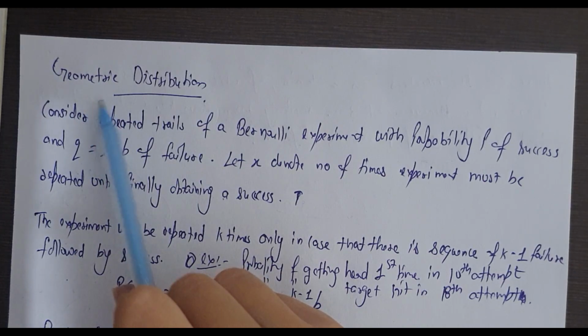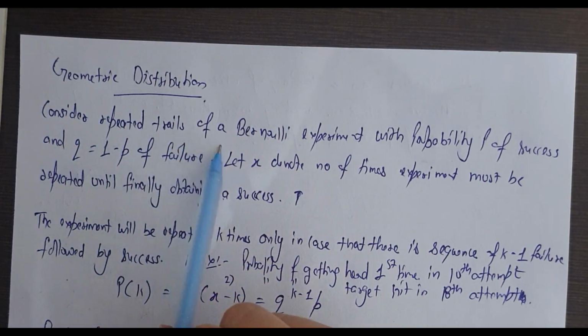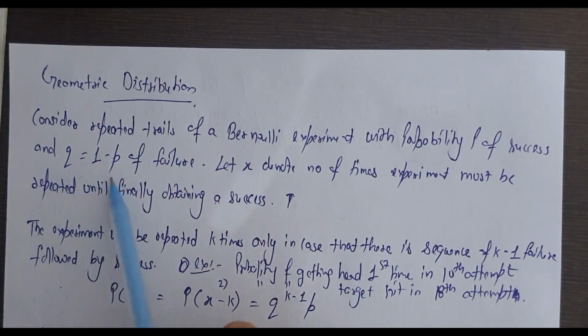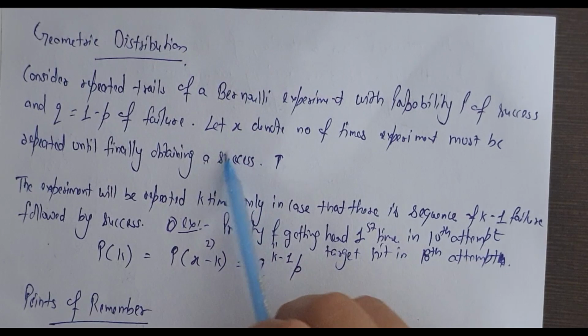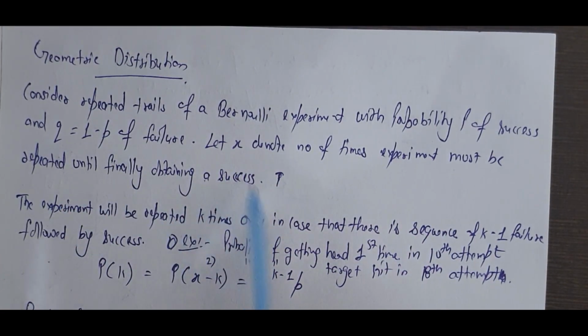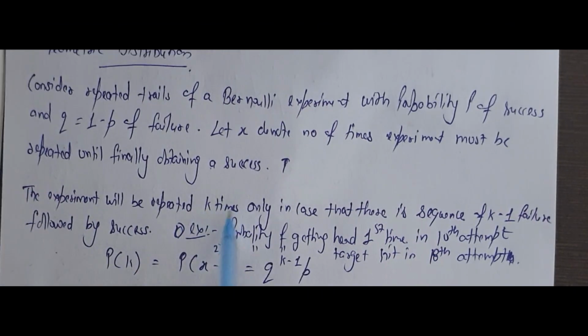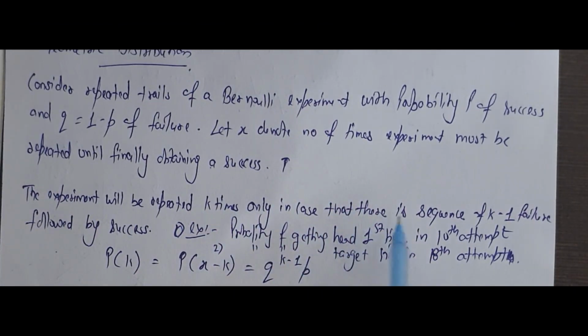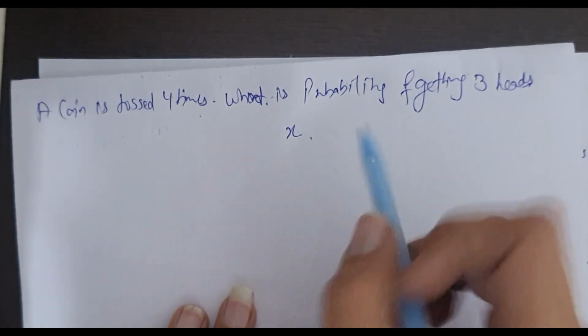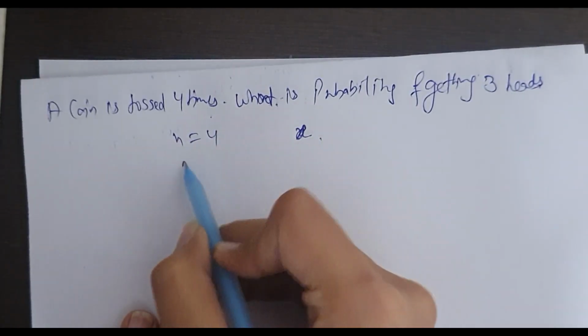Now the next topic is geometric distribution. Consider repeated trials of a Bernoulli experiment with probability P of success and Q equal to 1 minus P of failure. Let X denote the number of times the experiment must be repeated until finally obtaining a success. The experiment will be repeated K times only in case that there is a sequence of K minus 1 failures followed by a success.